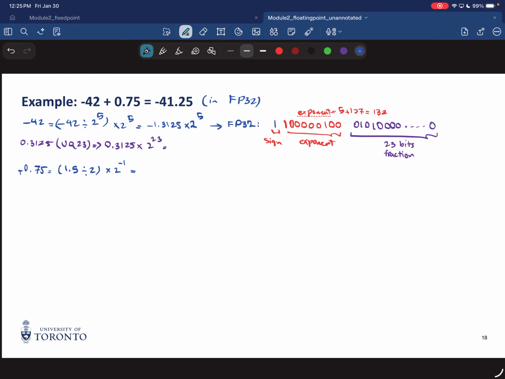So it's going to be, I said it exactly reversed. It's going to be 0.75 multiplied by 2 over 2. Or, again, you can say this is multiplied by 2 to the power of minus 1. So they cancel each other out. This is going to be 1.5 times 2 to the power of minus 1.